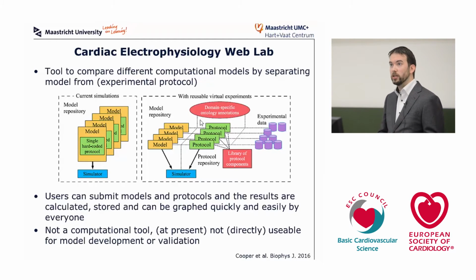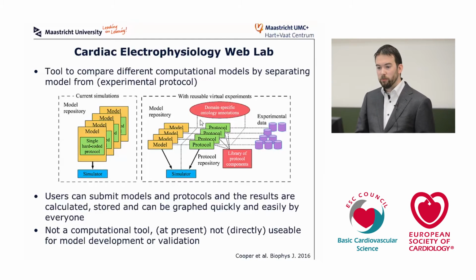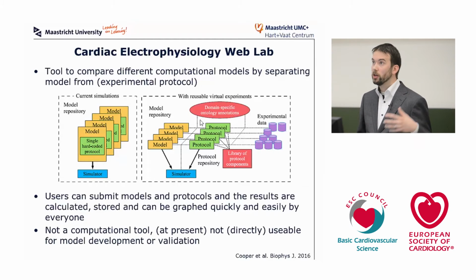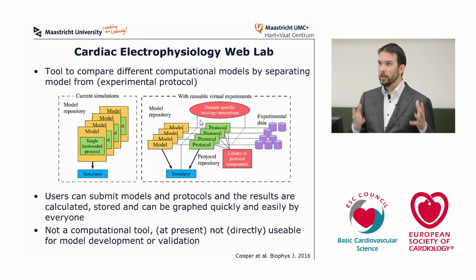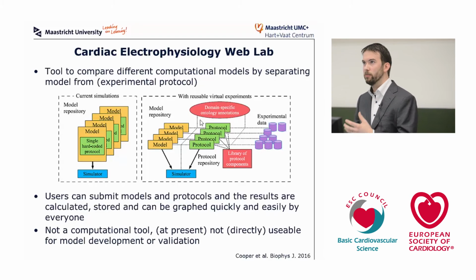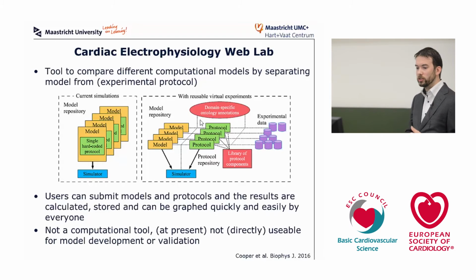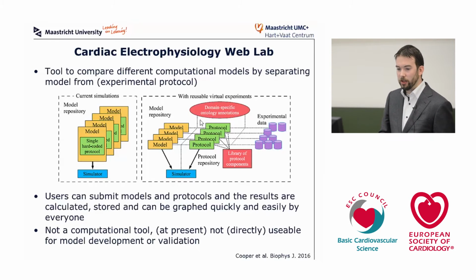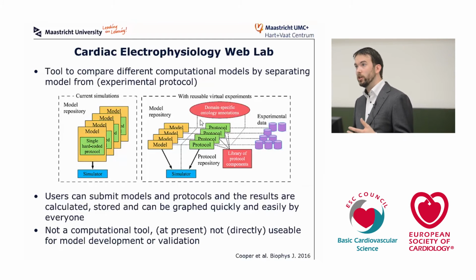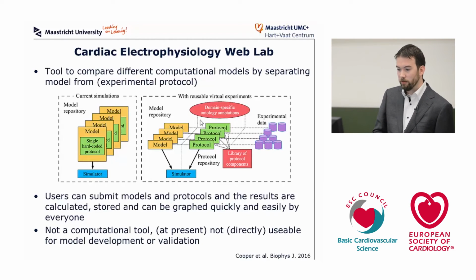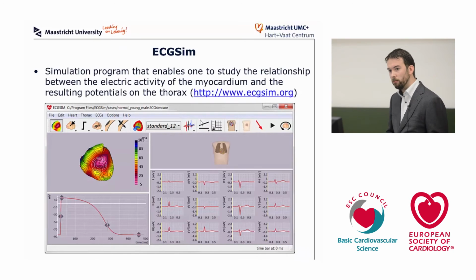So this basically functions as a big database where users can submit models and protocols, results are then calculated, stored, and can then be visualized. But it's not dynamic. They're just calculated, the results are fixed there, they're in this database, and you can visualize them. So it's not a computational tool at present per se, nor directly usable for model development or validation, but a very good tool to quickly visualize differences between available models.